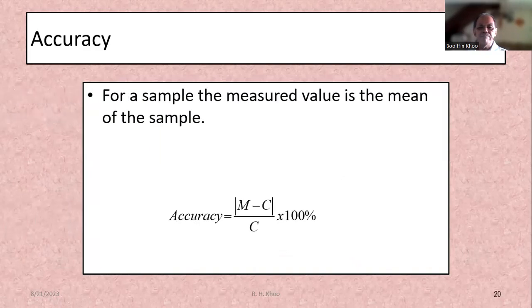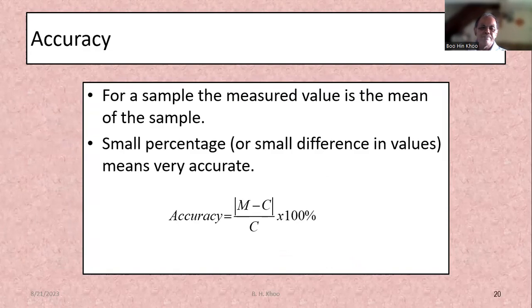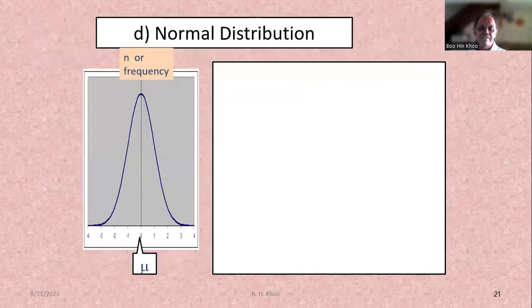For a sample of measured values, the mean value is usually taken as the true value. If it's a sample, a small percentage or small difference in value means accurate.